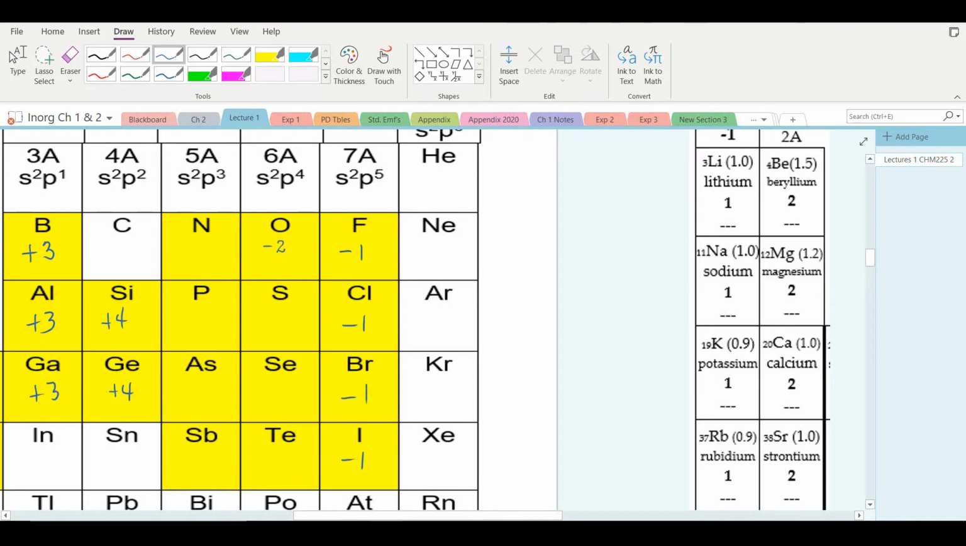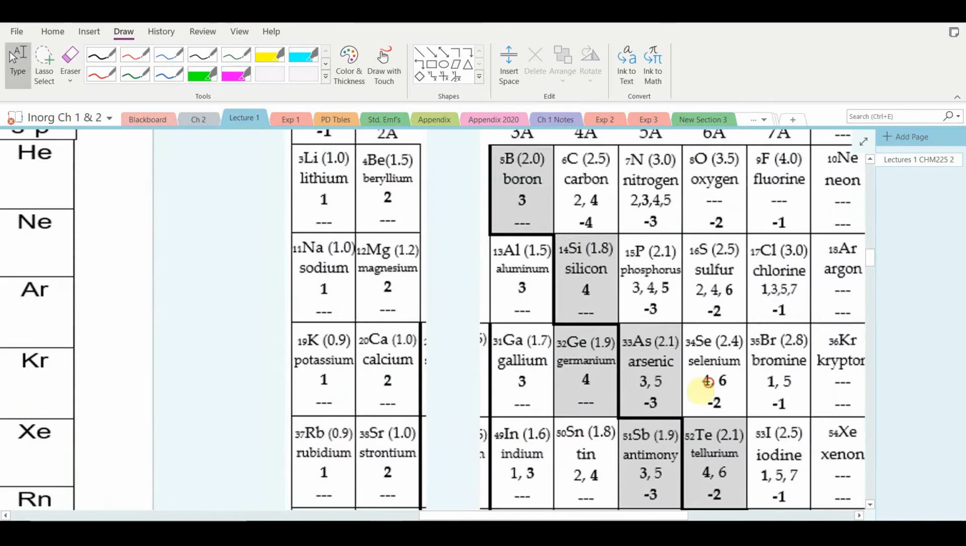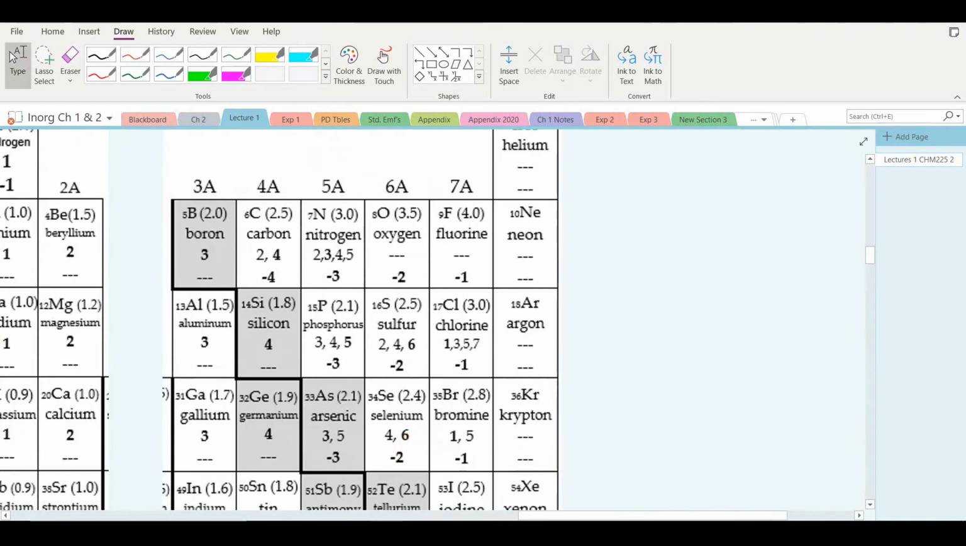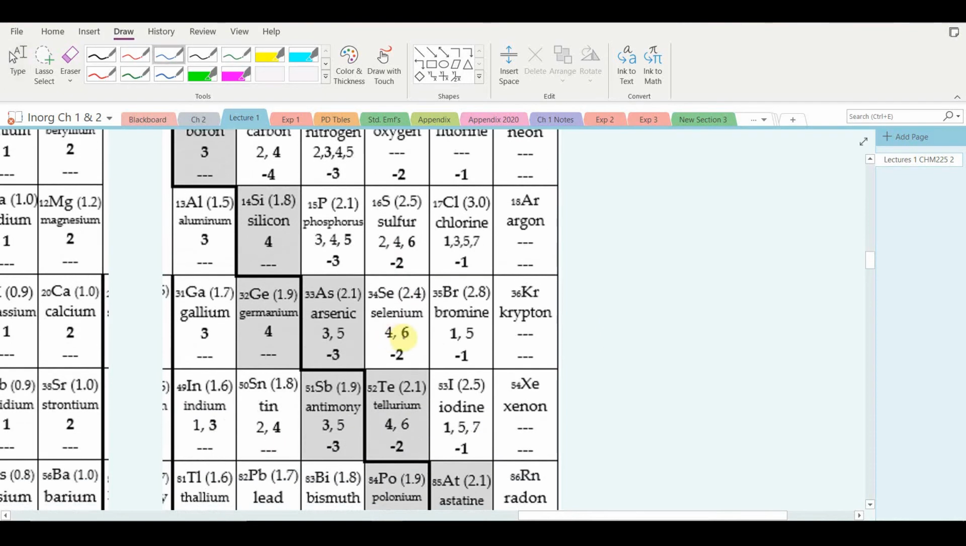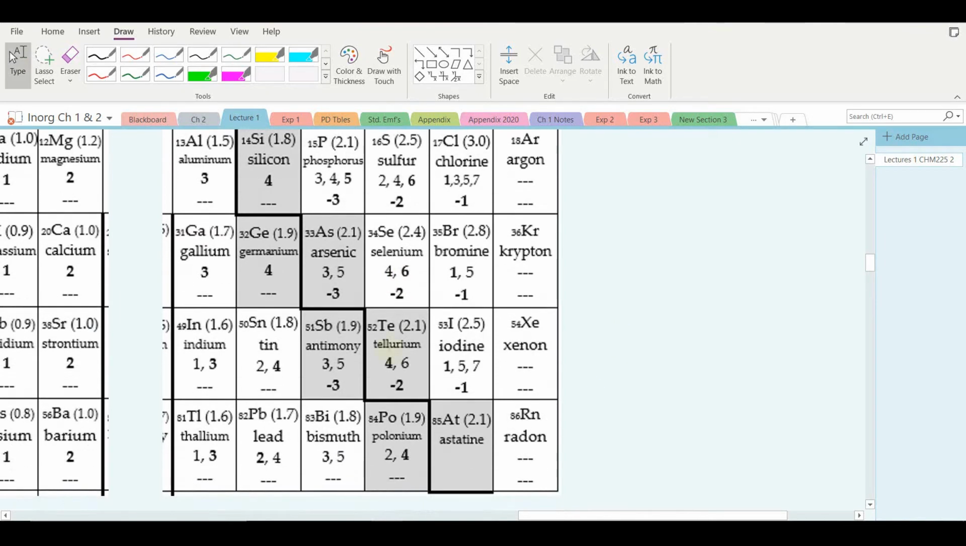You're probably aware of an exception where in peroxides it's -1. And unless the name of the compound contains the word peroxide, you can be sure the oxygen is always -2. Take a look at sulfur, selenium, tellurium on the periodic table. Group 6A. Notice sulfur can be +2, +4, +6, or -2. Selenium +4, +6, or -2. Tellurium +4, +6, or -2.